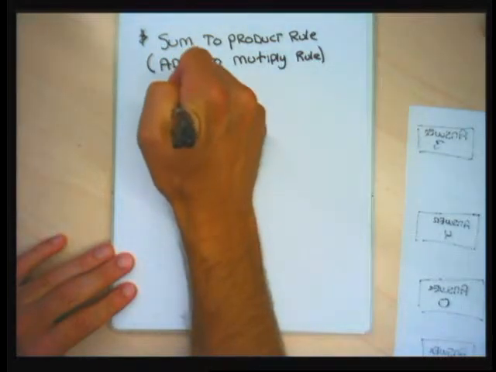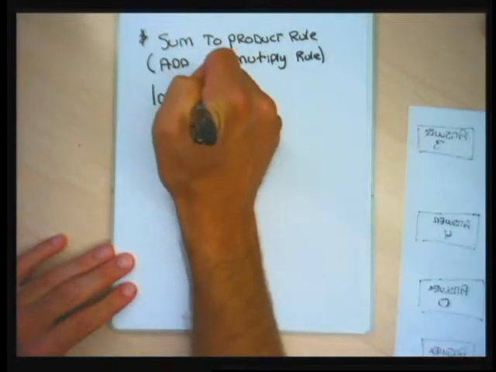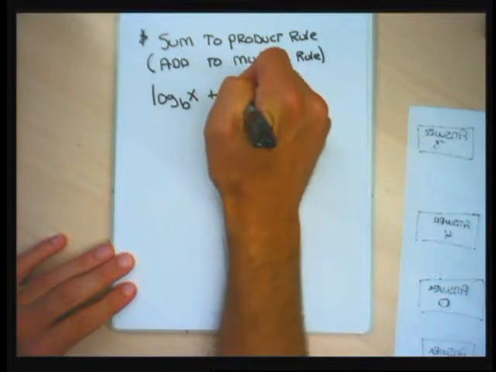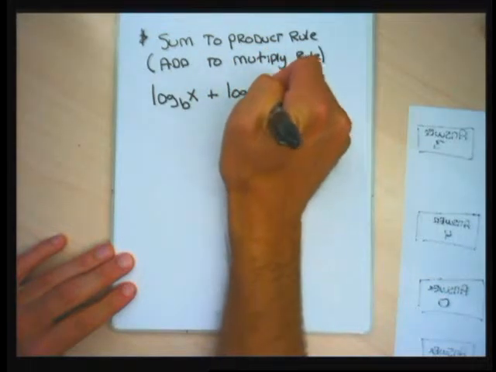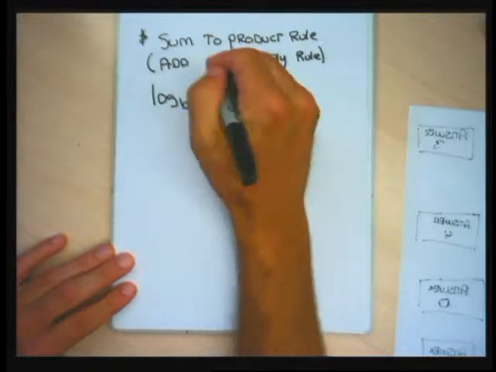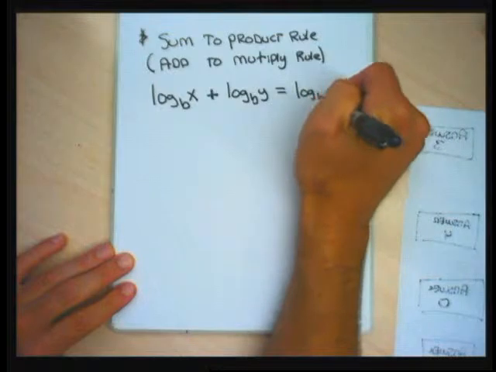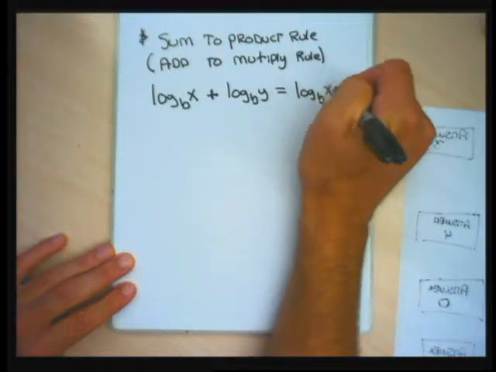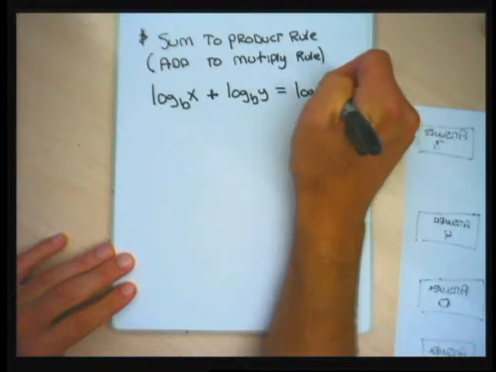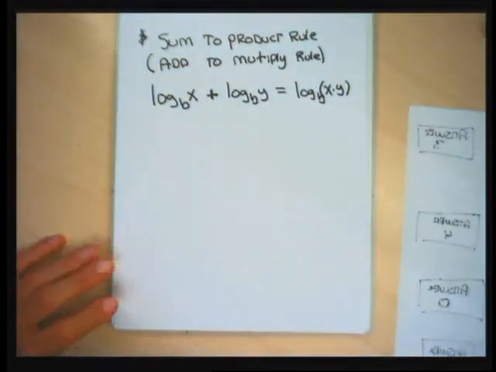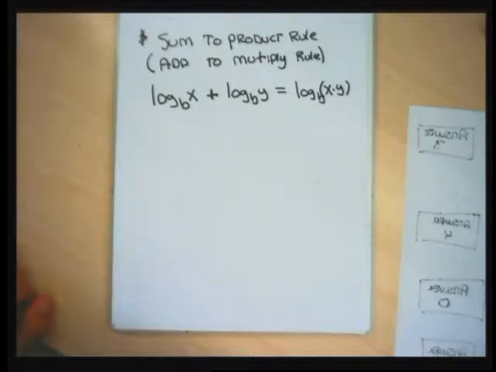It says the log base b of x plus the log base b of y, here's the sum part, equals the log base b of x times y. I'm going to put the x times y in parentheses with a times sign between them. I'll probably get lazy and not be so consistent with the times signs. Let me show you what this rule means in terms of things you can check on your calculator.